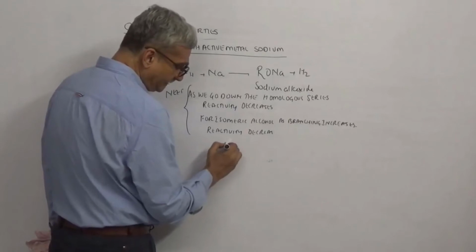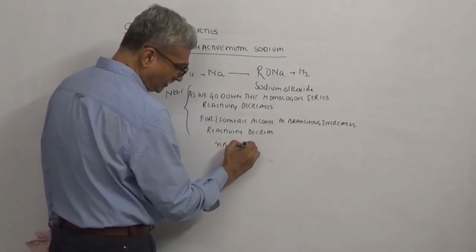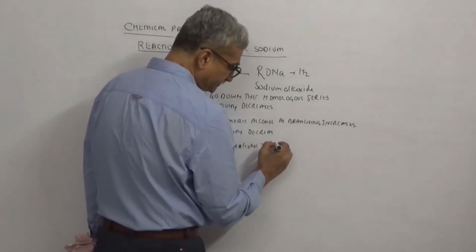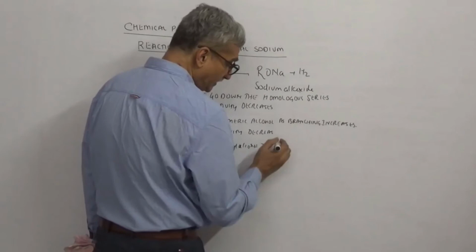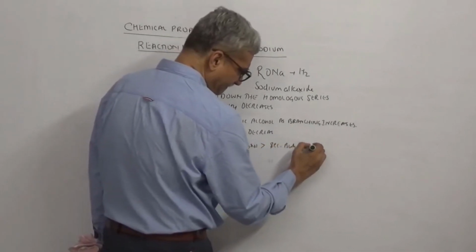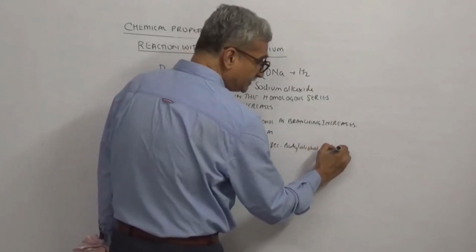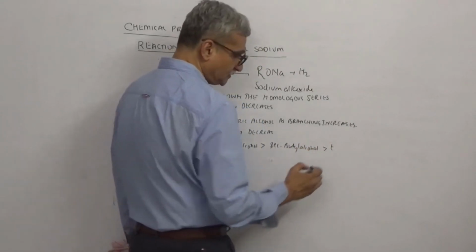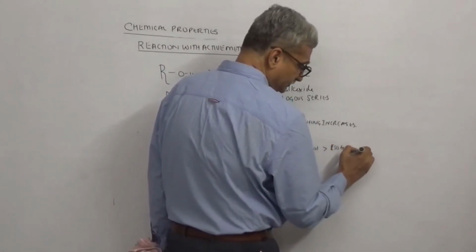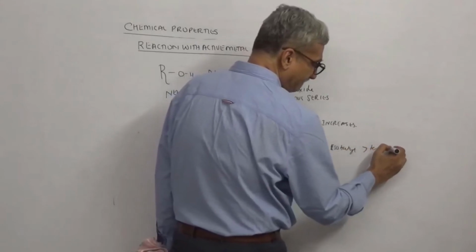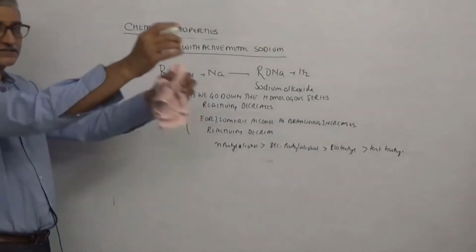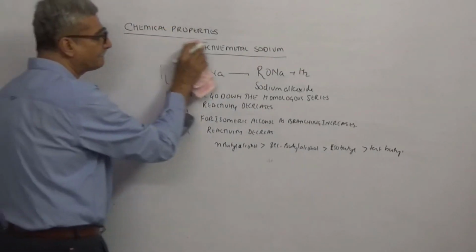So n-butyl alcohol is greater than isobutyl, greater than sec-butyl alcohol, greater than tertiary butyl. Okay. So this was about the first reaction of the H atom. Is this point clear?